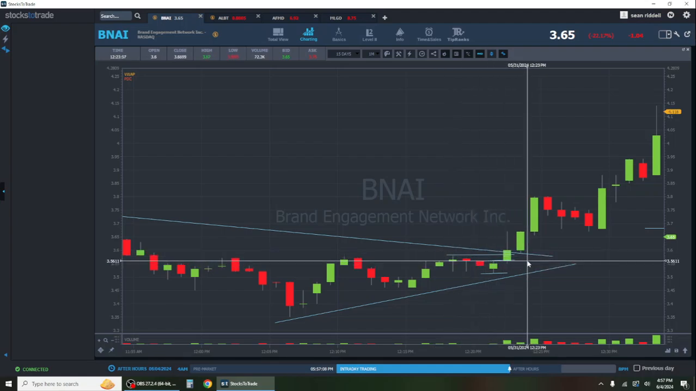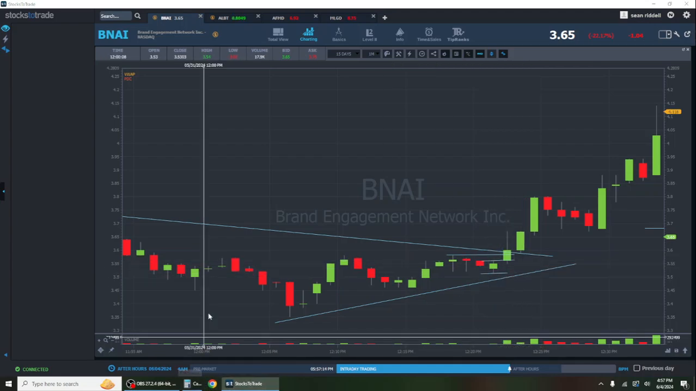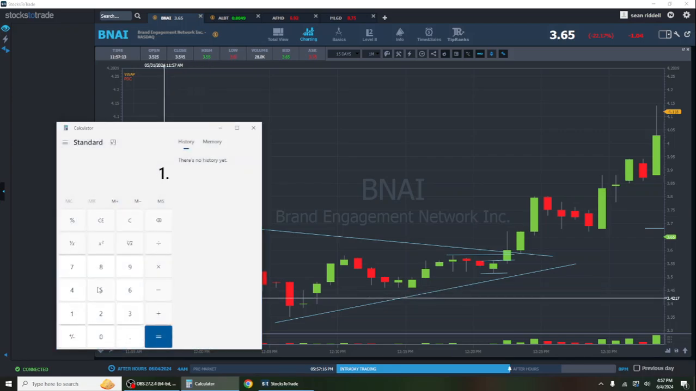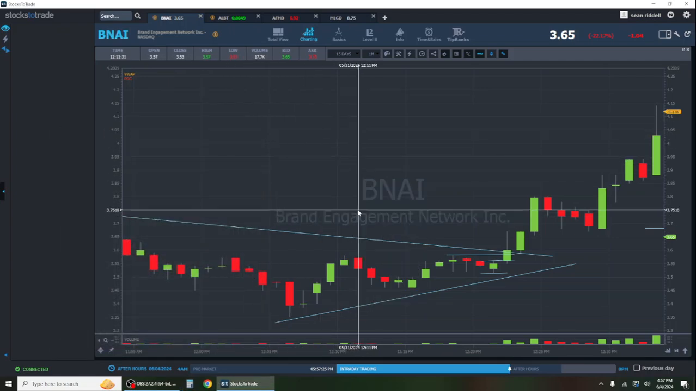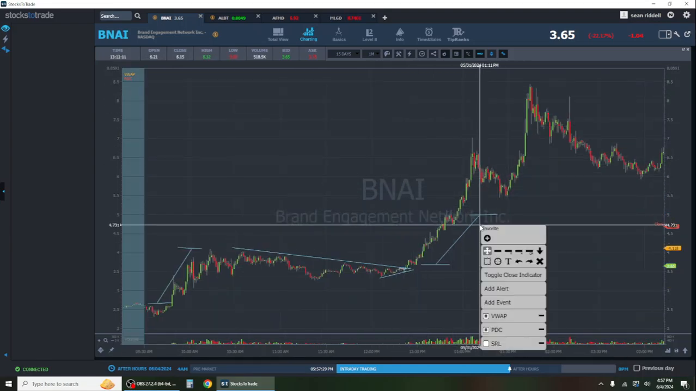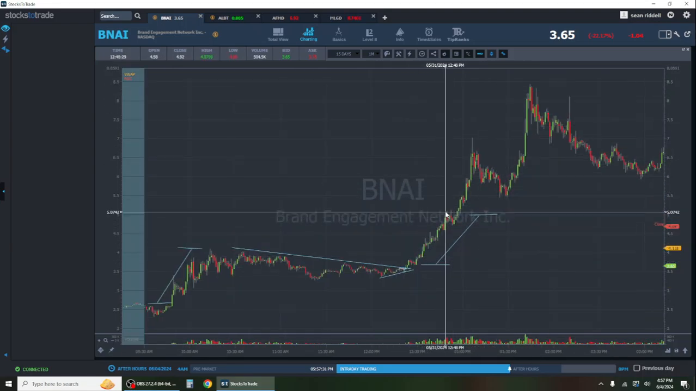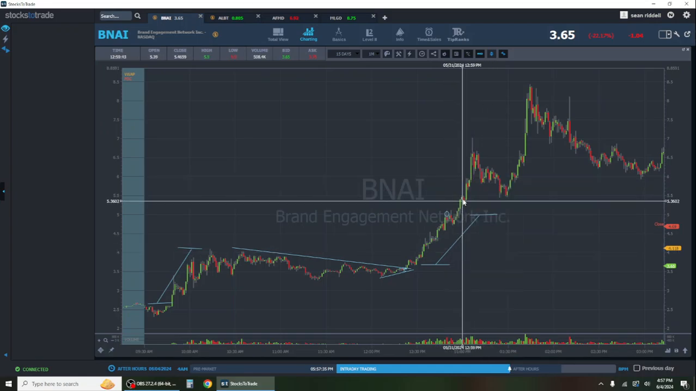So the entry right here could technically be 356, risking 351. So 4 cents risk. 1.5 divided by 0.04. 37 to 1 risk reward. And obviously it goes way higher. But once it gets up to 5, your target right there, you sell it. I mean, that's just the end of the story right there.